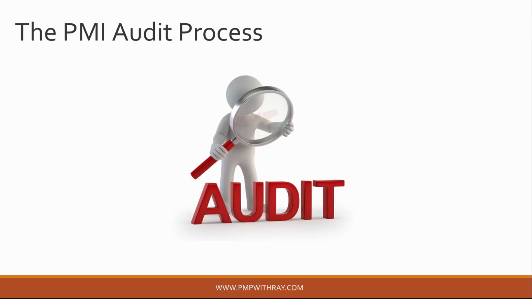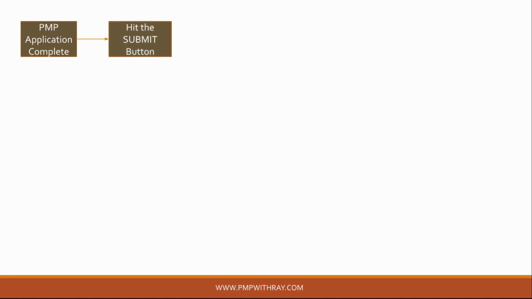So let's start with section 1, which is how your application is selected for an audit and when you know that an audit has been triggered for your application. Right, so this is how it works. Once you have filled up the application form for your PMP exam, let's say completed all your essays, mentioned all the details of your education, 35 PDU course, etc. The moment you hit the submit button on the PMI website, two things can happen.